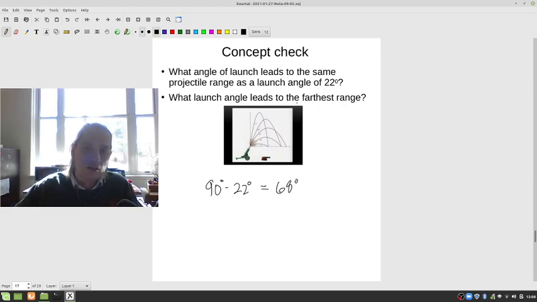And then what launch angle leads to the farthest range? That would be your 45 degrees. Okay, so that's just reviewing.